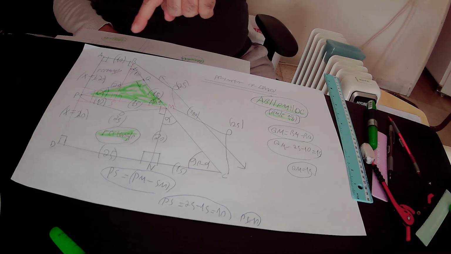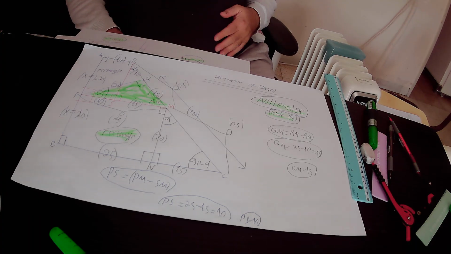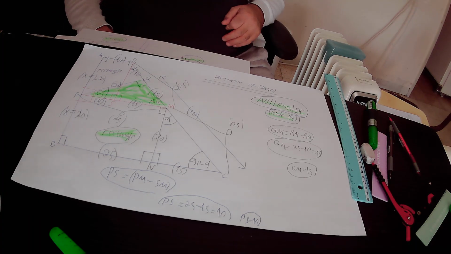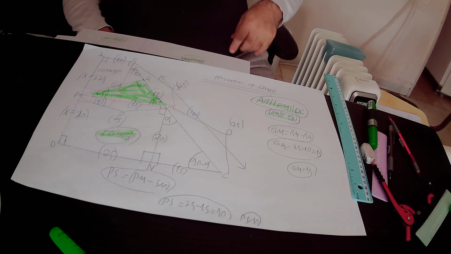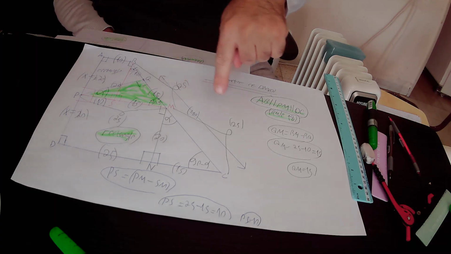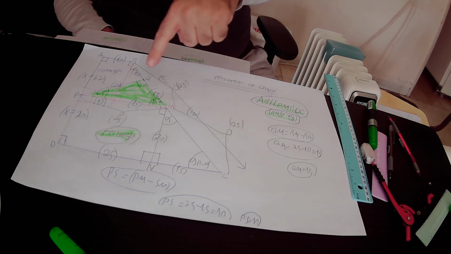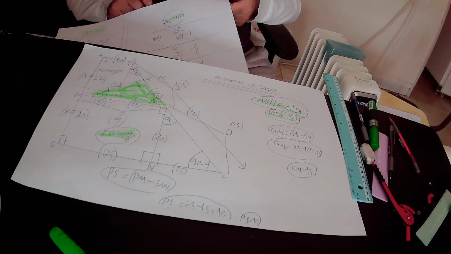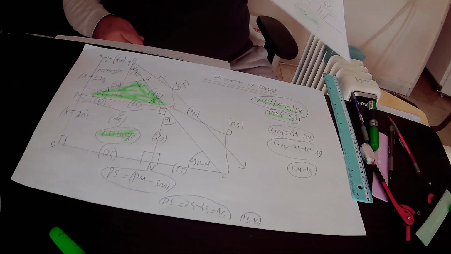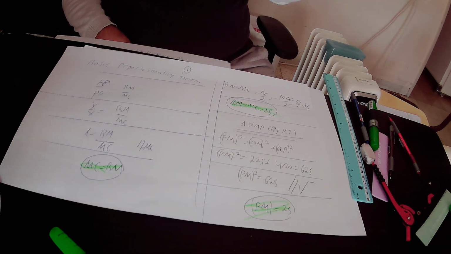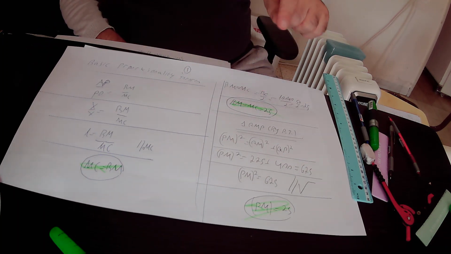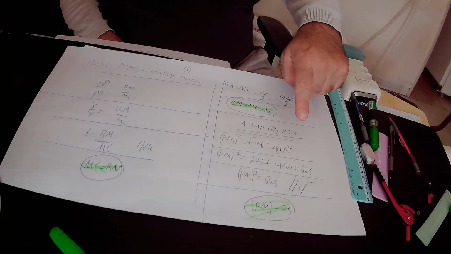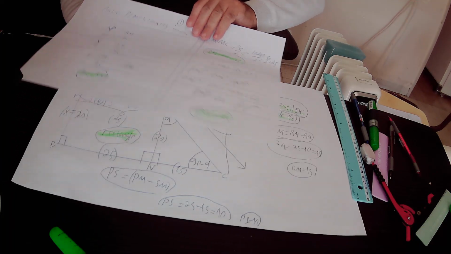On this side, I have triangle PQM. According to the Pythagoras theorem, in a right triangle, the square of the hypotenuse equals the sum of the squares of the perpendicular sides. So in the right triangle PQM, PM squared equals QM squared plus QP squared. And again, according to the Pythagoras theorem, PM squared, that is the square of the hypotenuse, equals QM squared plus QP squared.